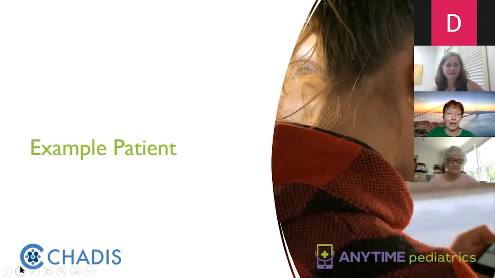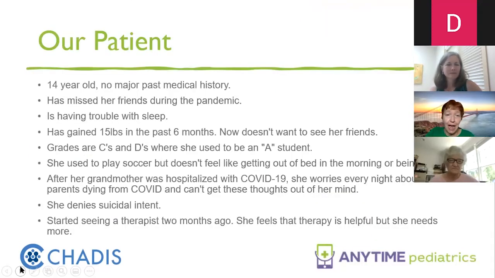But we're going to go into our example patient here and how we start from the beginning to the end. So this is our 14-year-old with no major past medical history. She's missed her friends during the pandemic, is not sleeping well. She's gained 15 pounds in the last 6 months, and now she's just embarrassed to see her friends. She used to be an A student.